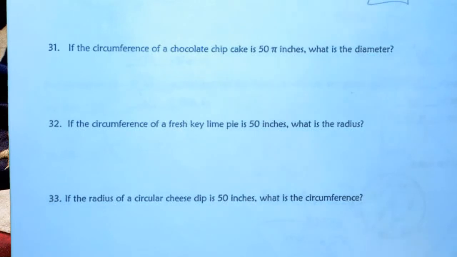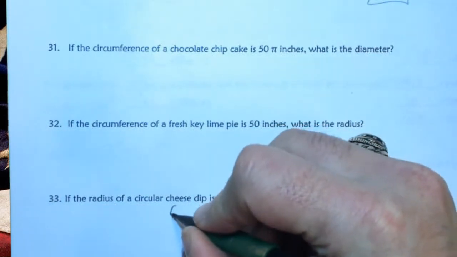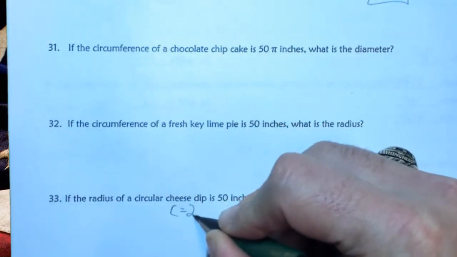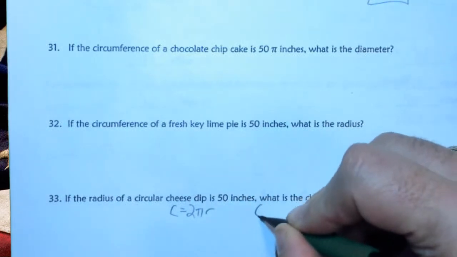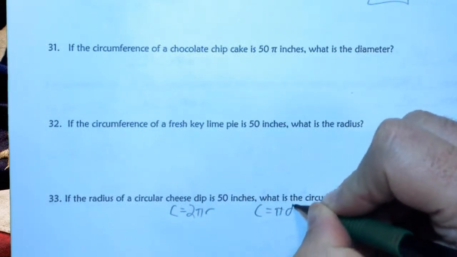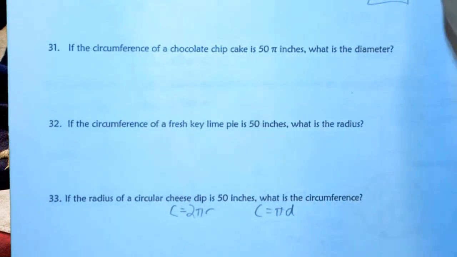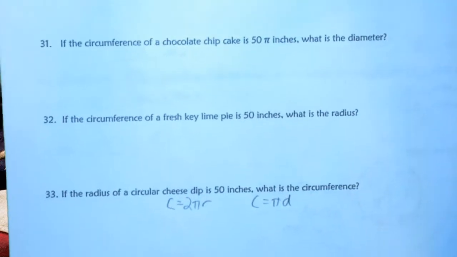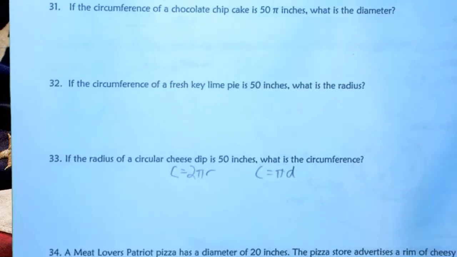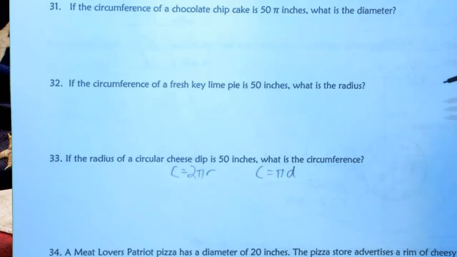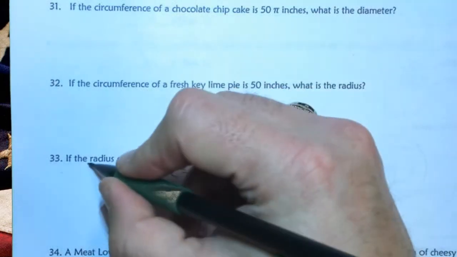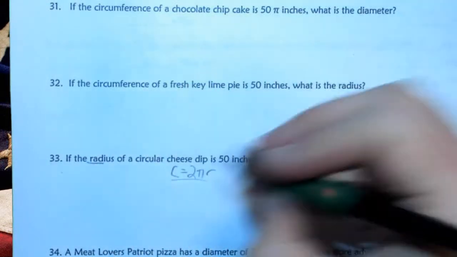Now remember that for all of these, the formula we have, it's actually two of them: C equals 2 pi r, and also C equals pi times diameter. Either one is okay to use, it just depends on the circumstance. So the radius of a cheese dip is 50 inches. What is the circumference? Since it gives me radius, I'm going to choose this one.